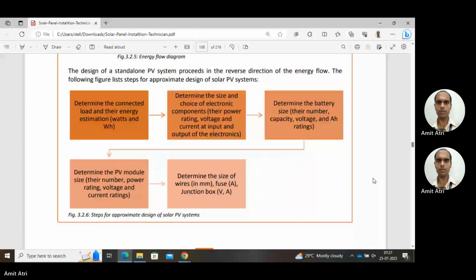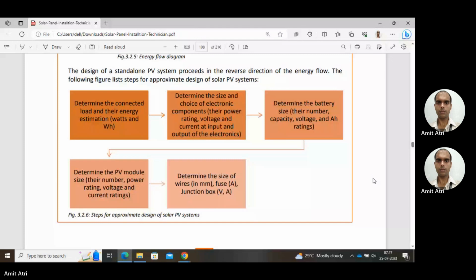Now to design a standalone PV system, there we need a battery. Okay, so the designing process is exactly the reverse of the power flow. As we move from the PV panel to the load in case of energy flow, in case of designing, we will move from the load to the PV panel in the reverse direction. So how we can see in these steps.